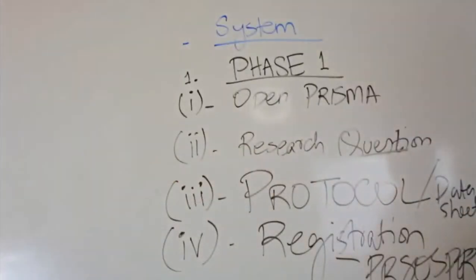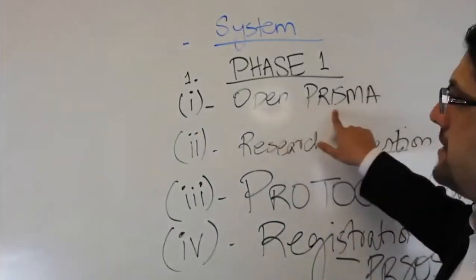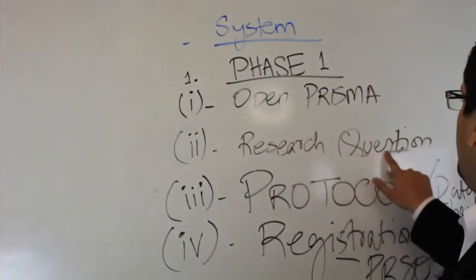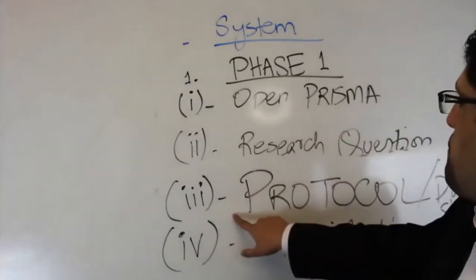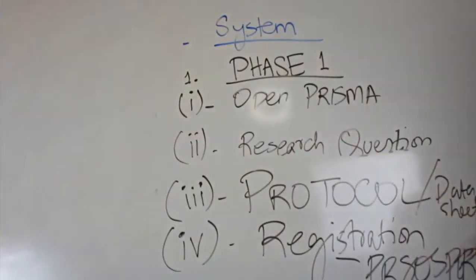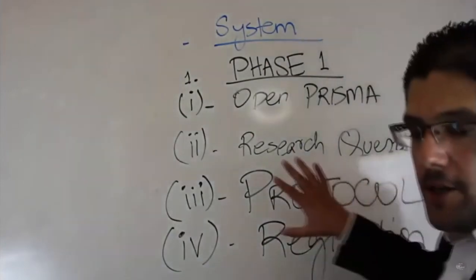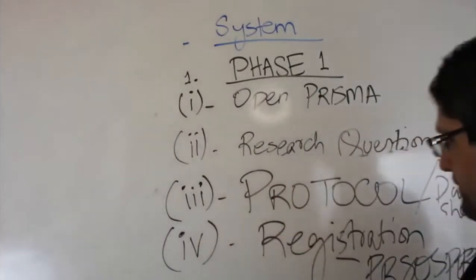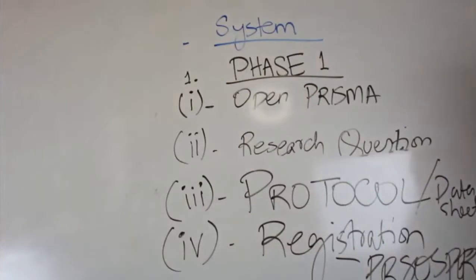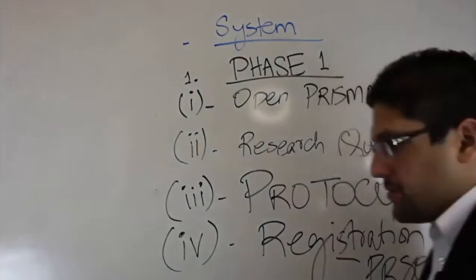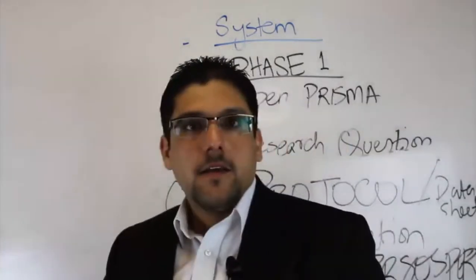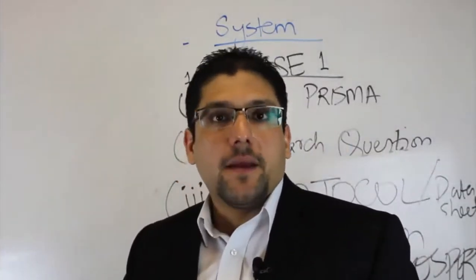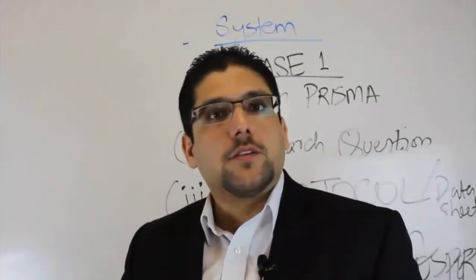So the phase one, you start with the PRISMA checklist, you open it, you create your research question, and then you create your protocol data sheet page. Once that is done, everything is done on your plan. What do you want to do? What are you planning to do? You register it. Once it is registered, other people will be able to see if the topic has been taken by somebody else. So they focus on another topic.